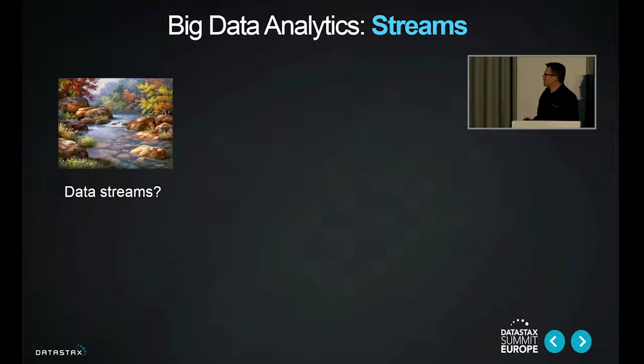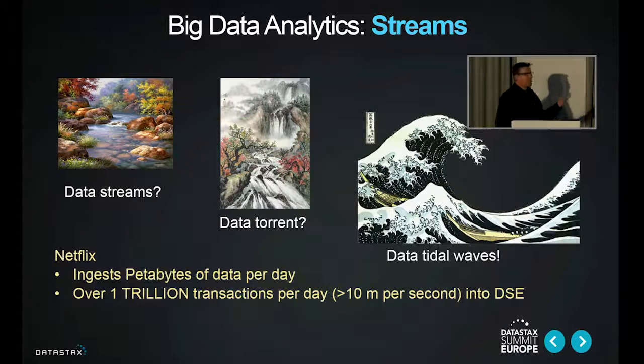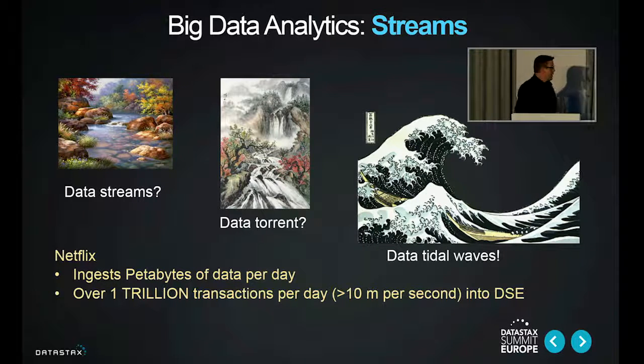So when we think about streams, for me a stream suggests a gentle babbling brook meandering through a quiet leafy glade. But for many people, in fact, that data is arriving at much more of a problem level than that. They're talking about torrents of data, and for some people, they're even talking about tidal waves. Netflix, for example, ingest petabytes of data per day. And this is over 1 trillion transactions a day, more than 10 million transactions per second being managed and processed on DSE.